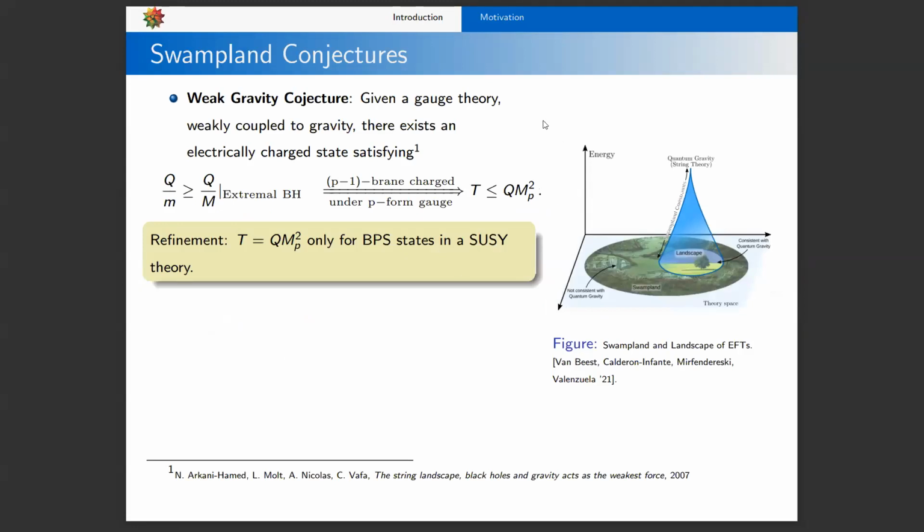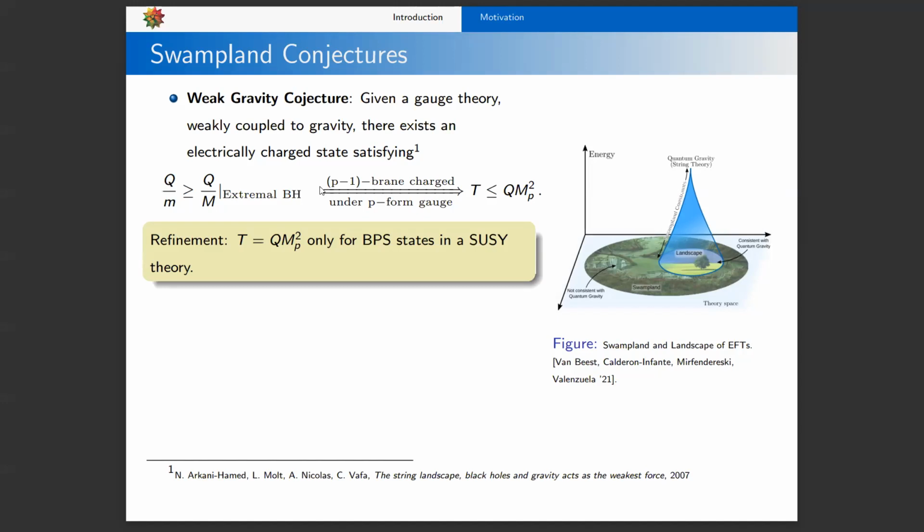In order to distinguish, among the huge amount of effective field theories, the ones that are compatible with quantum gravity, a very interesting approach that has been taken by the community in recent years is to propose different conjectures stating the expected properties that these quantum gravity theories should have. And I want to focus on two conjectures, the weak gravity one and the AdS instability conjecture. The weak gravity conjecture states that given a gauge theory weakly coupled to gravity, there always exists an electrically charged state satisfying that the charge to mass ratio is greater than the charge to mass ratio of an extremal black hole.